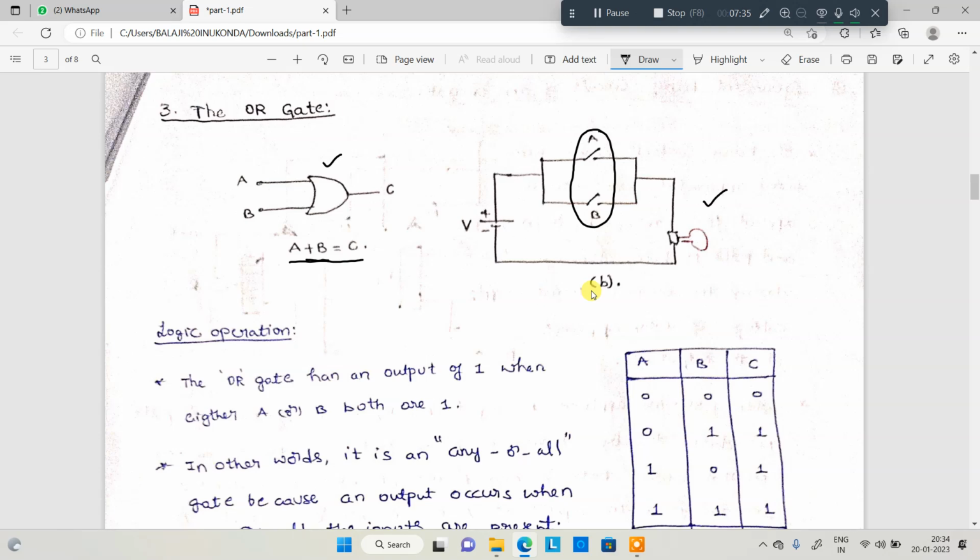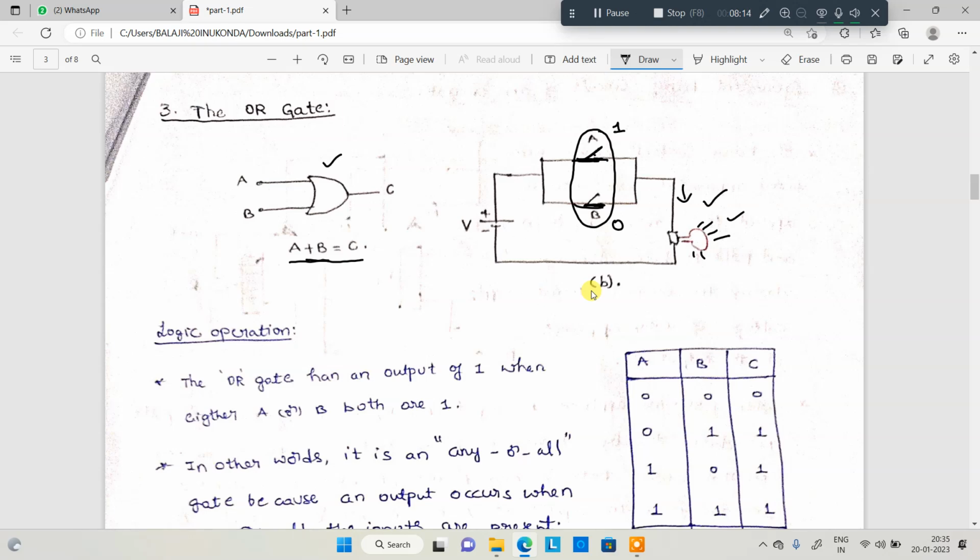Now I will analyze. Whenever A is 1, okay, B is 0, that means A is closed. So current will pass from here through A and then the light will glow. Yes or no? Yes. Even though B is an open circuit, the light will glow. That is the first case. Second, whenever B is on and A is open, in that case also the light will glow. Whenever A is on and B is on, then also the light will glow. Whenever both are open, there is no path for current to flow. That means the light will be off.